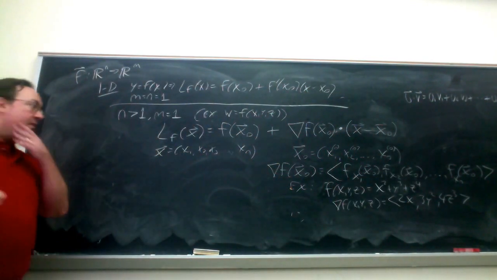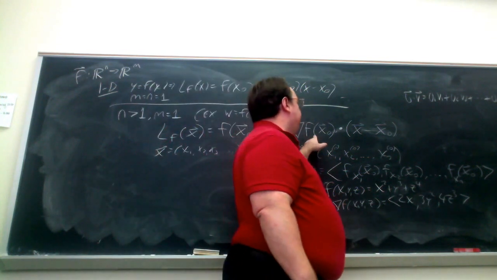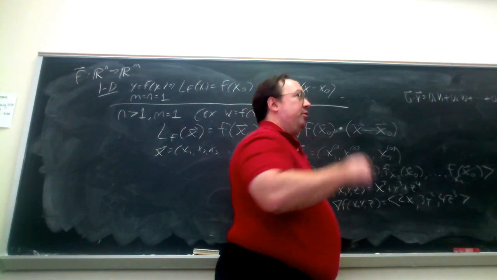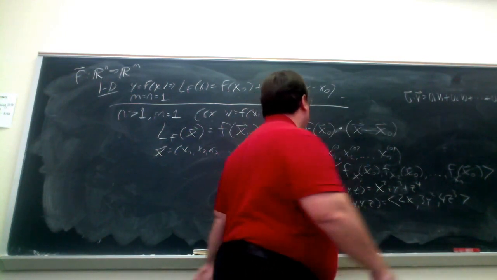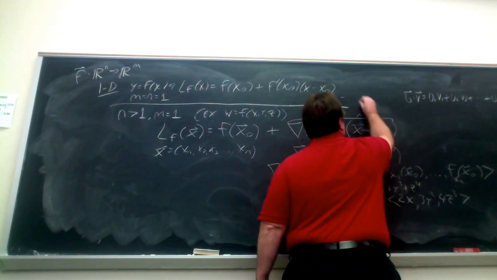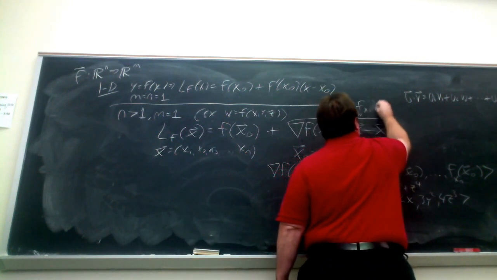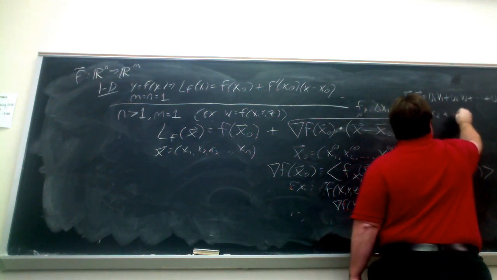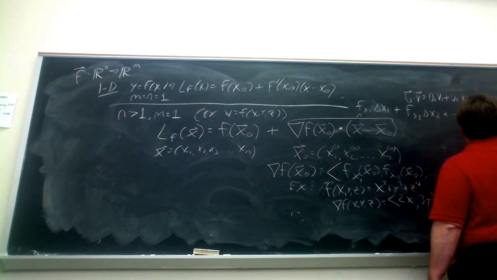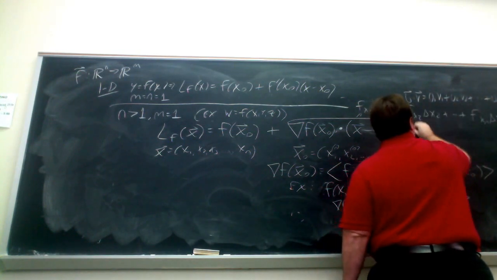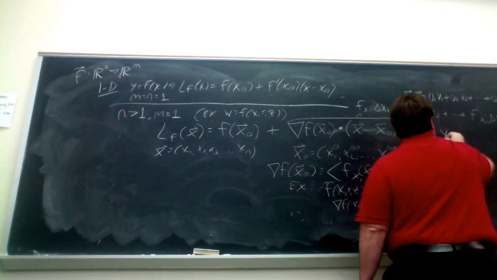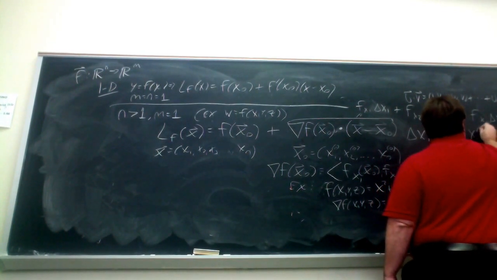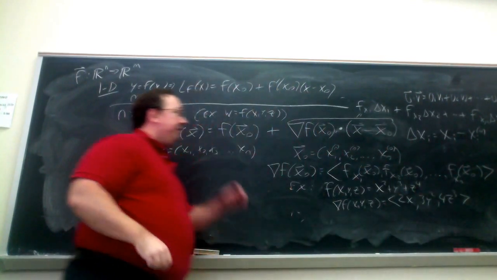Okay. So that's what's happening here. Partial with respect to x1 times the change in x1, plus partial with respect to x2 times change in x2, and so forth. So I'll write that out. This is equal to fx1 delta x1 plus fx2 delta x2, and so forth, up to fxn delta xn, where I'm using this shorthand, delta xi, is the component of x minus the same component of your point of tangency.